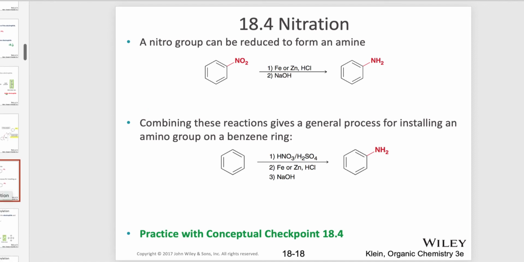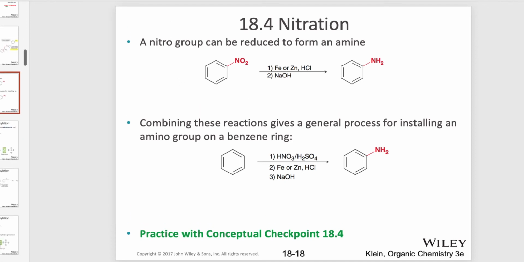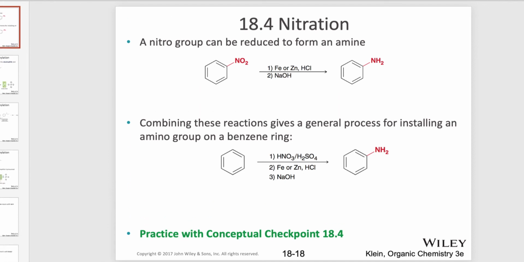Now, a nitro group can be reduced to form an amine. So not only do we learn about substitution reactions in here, but also about additional synthetic methods that help essentially expand the synthetic toolbox of functionalizing structures. So what we see described here is the nitro group. This is a nitrogen with 2 bonds to oxygen. These are replaced with 2 bonds to hydrogen. So this is a reduction reaction.